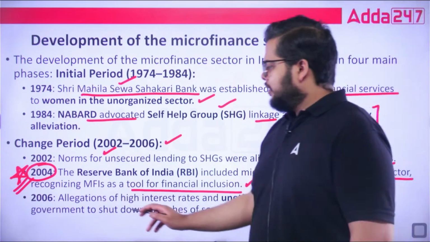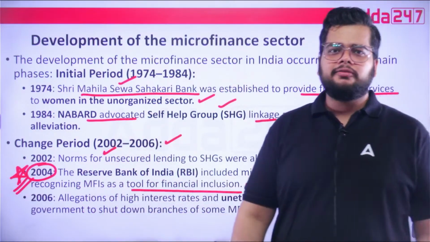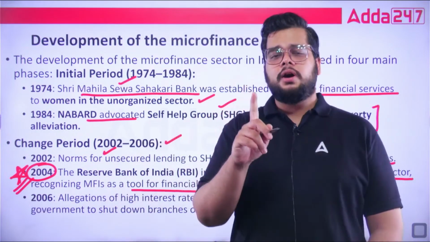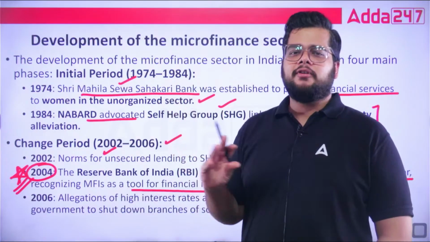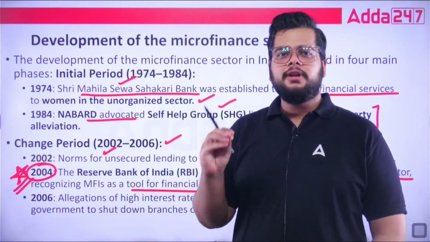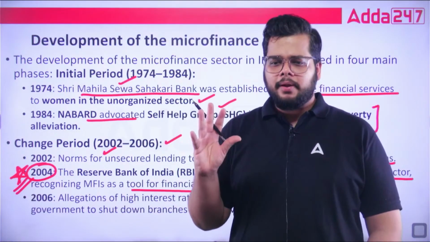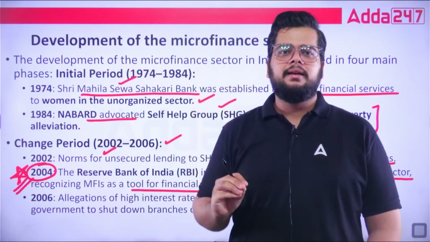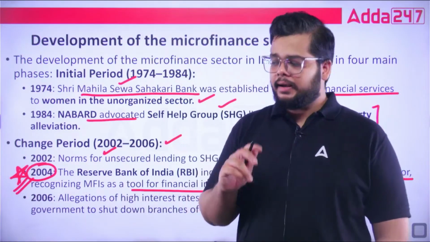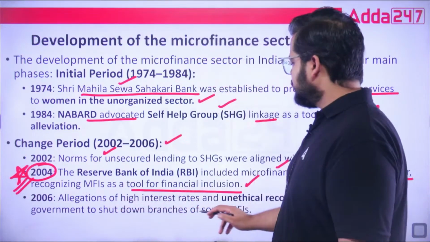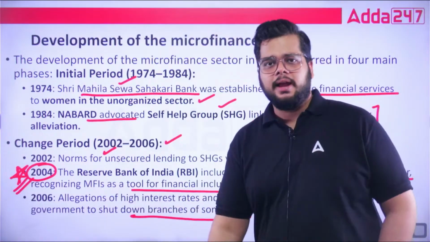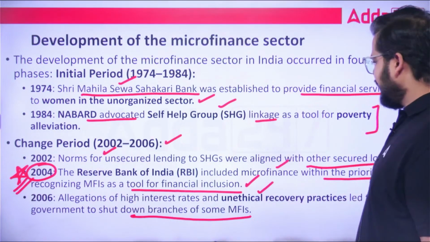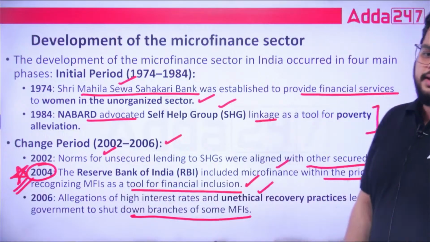In 2006, the nail in the coffin as we know it, fine, for the microfinance institutions, because from 2000 till 2005, this sector was reeling under huge corruption. Maximum stakeholders who were involved in the microfinance sector were having corrupt practices, and that forced the government to shut down certain branches as well of certain MFIs, microfinance institutions.